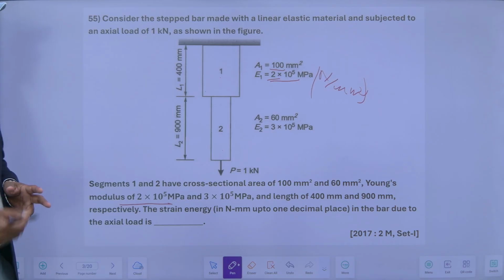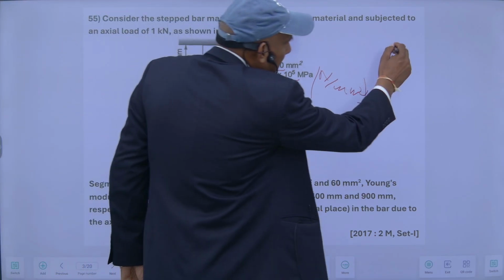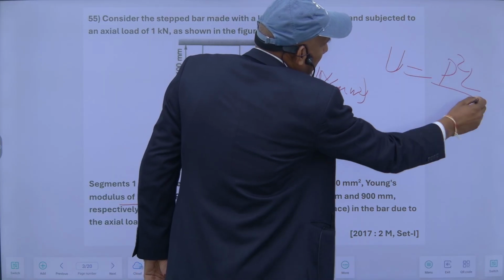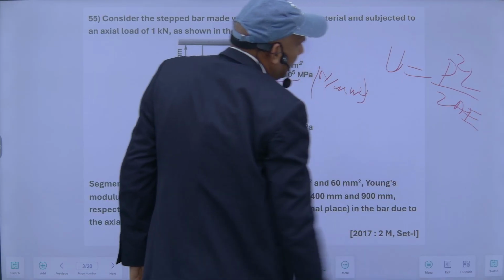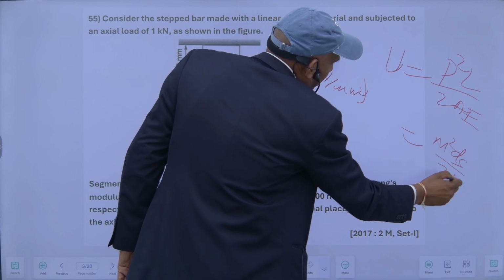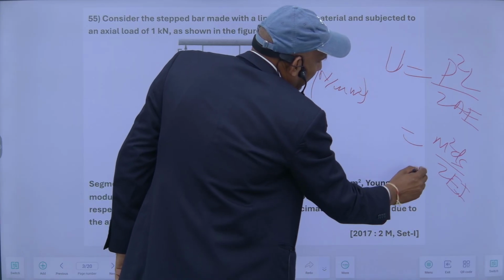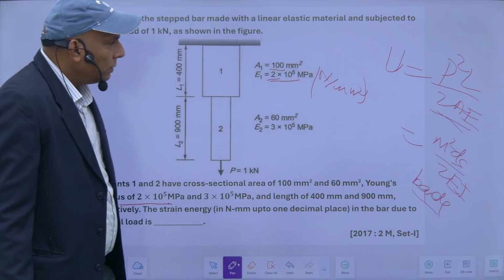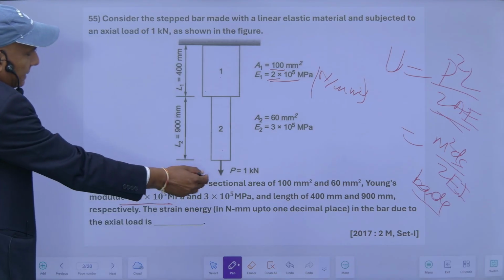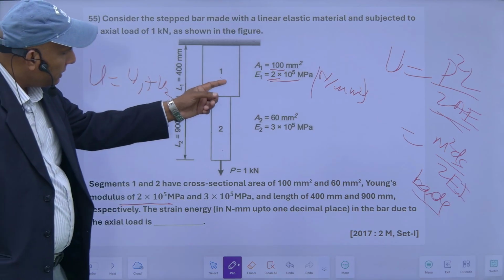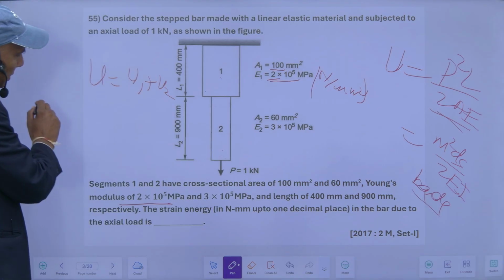So what will be the total strain energy of this stepped bar? What is the formula of strain energy? U is equal to, in case of axial load, P square L upon 2AE. In case of bending, it is M square ds upon 2EI. So this is for bending, and in case of axial load, the formula is P square L upon 2AE. So in this case, total strain energy U will be equal to U1 plus U2, strain energy of this portion plus strain energy of this portion.